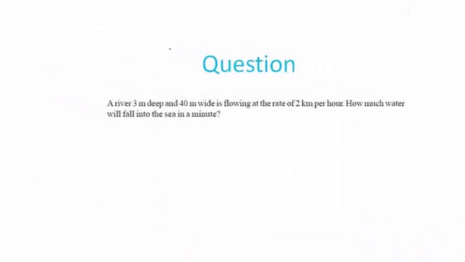Now the question says that a river 3 meter deep and 40 meter wide is flowing at a rate of 2 km per hour. How much water will fall into the sea in a minute? So it's a very interesting question. Let's see how we can do this. So first of all, we need to write the dimensions. So dimensions are, let's say it's 3 meter deep, means height is 3 meter, and 40 meter wide. So this means width is 40 meter.